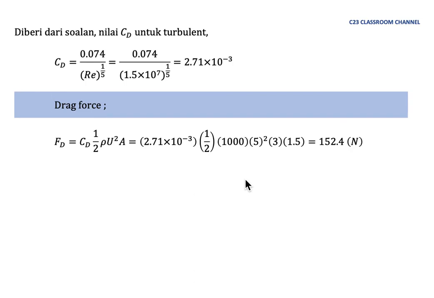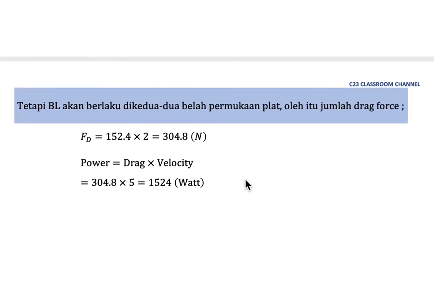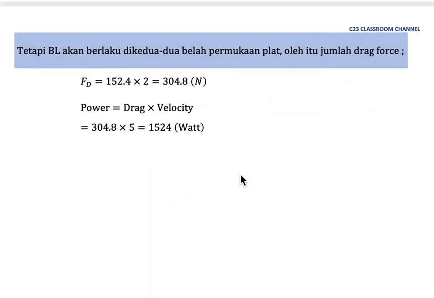152.4 newtons. But what we need to understand is, if we have a flat plate, we need to imagine that both sides will have a boundary layer. So we need to multiply it by 2, because we are calculating the total drag force that occurs on that plate, not only for just one single surface. So we multiply by 2, and we get 304.8 Newton.